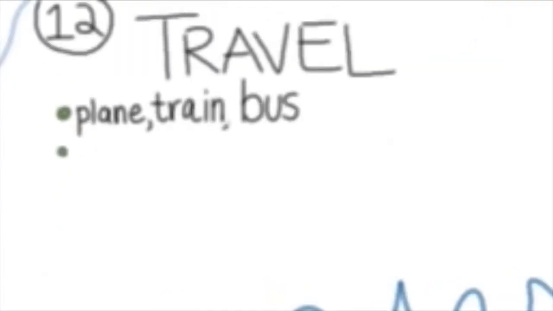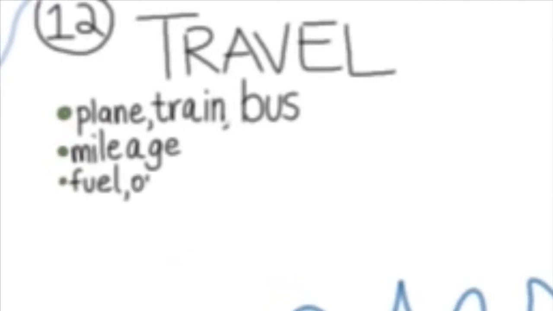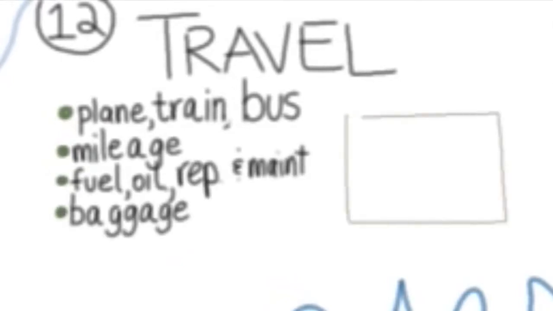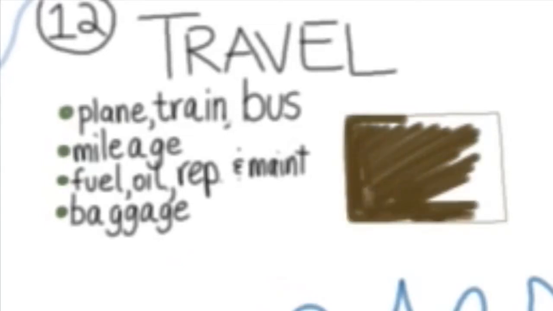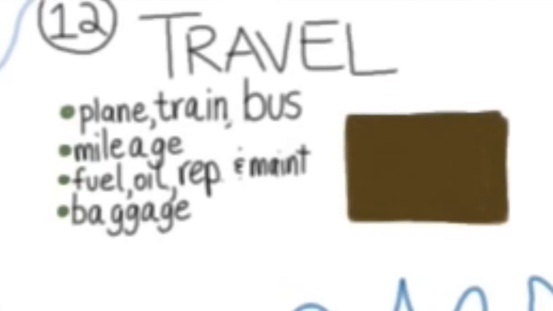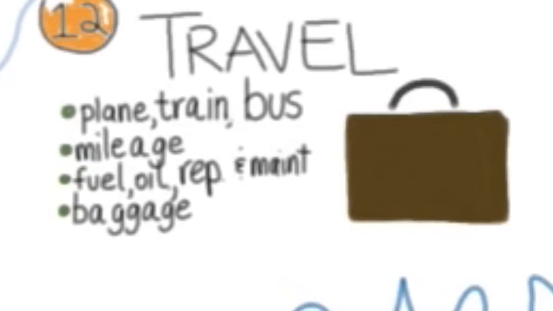Number 12. Please provide all of your travel expenses for last year. If you're self-employed or if your job did not reimburse you for job-related travel, this includes travel by plane, train, bus, as well as any gas, oil, repairs and maintenance, and baggage fees. However, this does not include any travel to and from your job on a day-to-day basis.